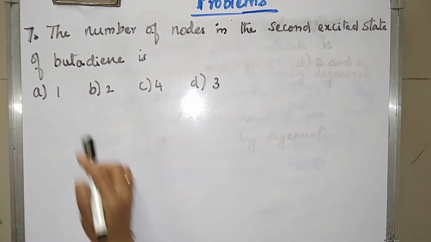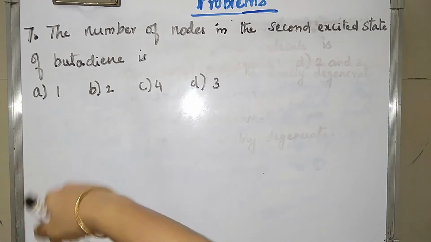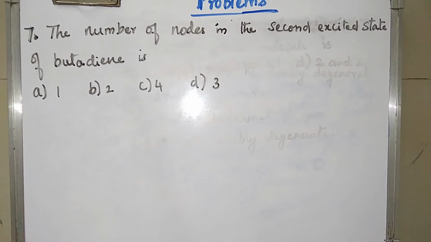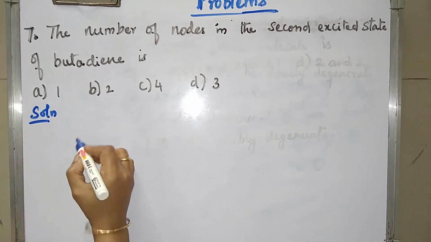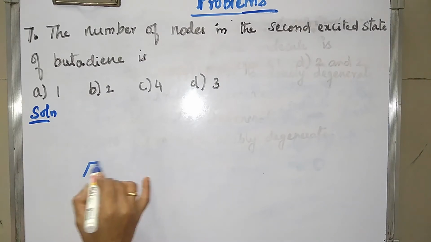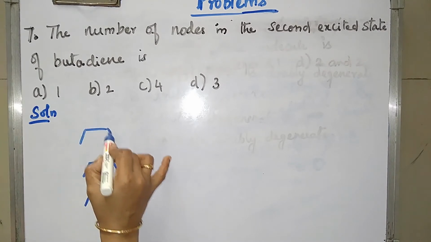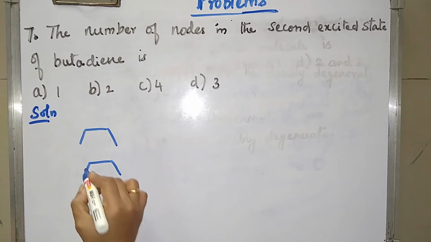See, in this question, the number of nodes in the second excited state of butadiene. So they are asking the number of nodes. Number of nodes, I already said in the tricks itself, we can easily find out. See, this is the ground state, first excited state and second excited state. Okay, butadiene. If you draw this, we need to find out the nodes.